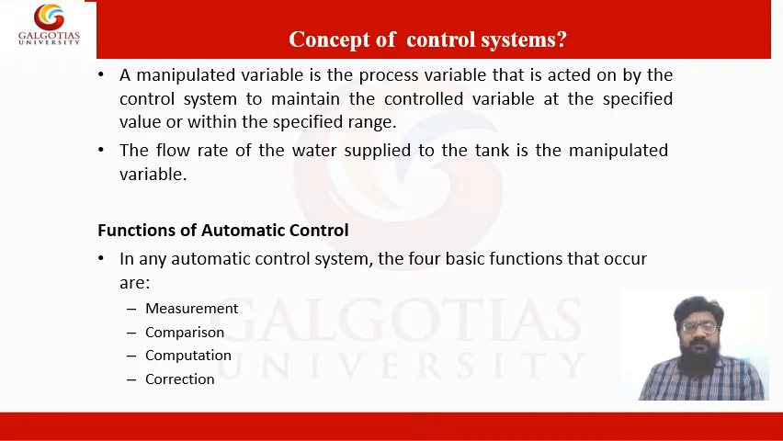The function of automatic control or control system is basically, there are four functions of a control system. The control system can measure the input response, and it can compare the input response with any previous values, and it can calculate and compute the input response, and it can make correction based on the feedback, measuring the error with some reference value.